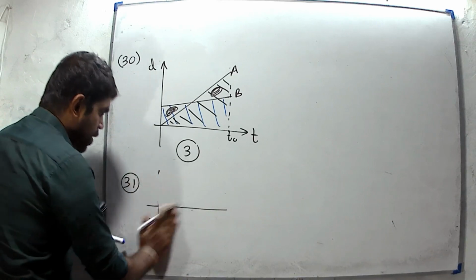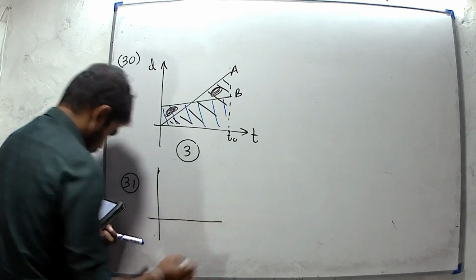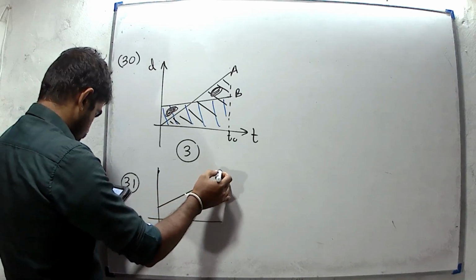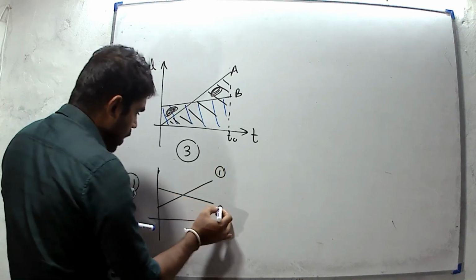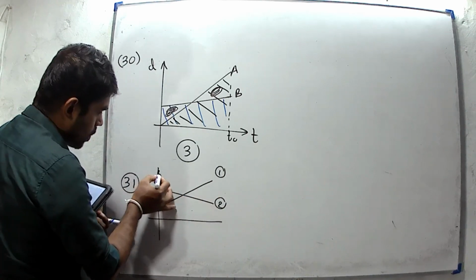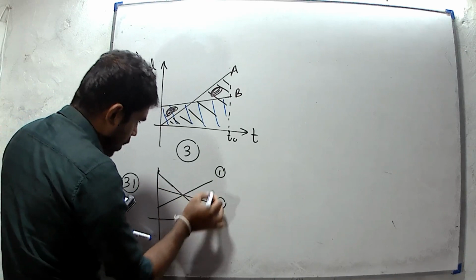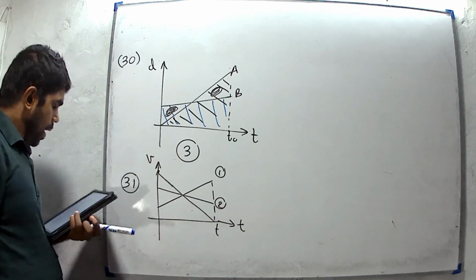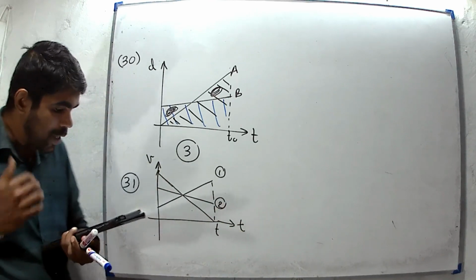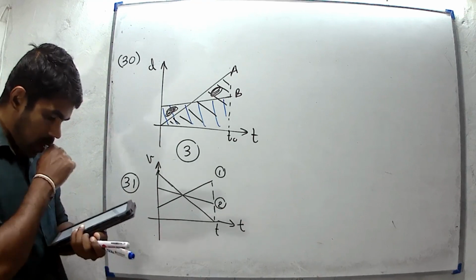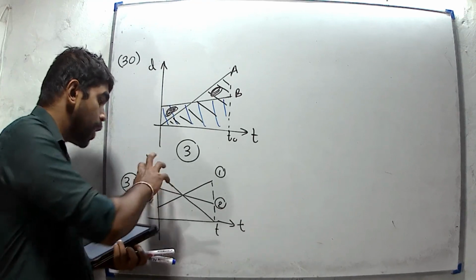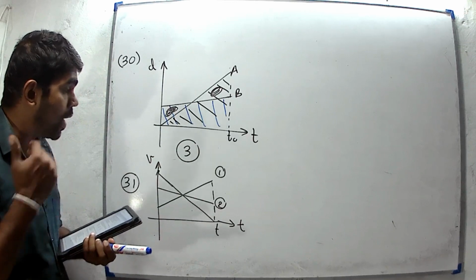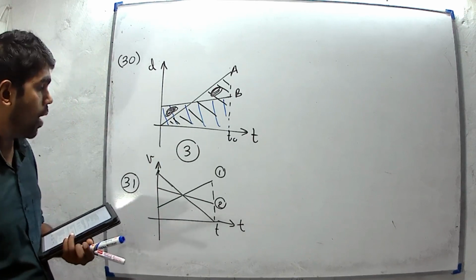The motion of the first car is represented like this, the second car like this, and the third car like this, in the velocity time graph. And the displacements of the three objects are the same. Therefore, the area of the velocity time graph for the first car should be equal to the second car and should be equal to the third car.